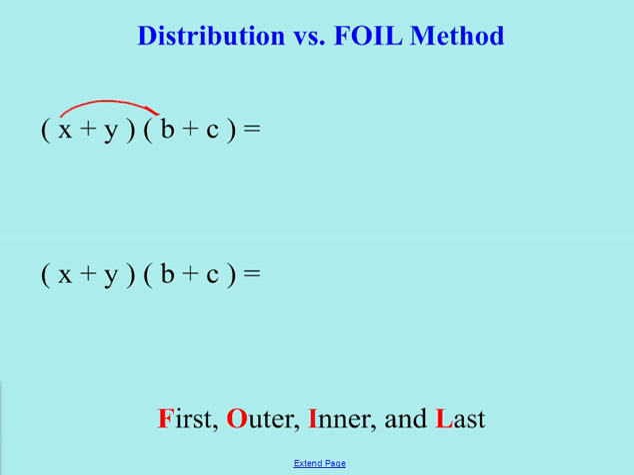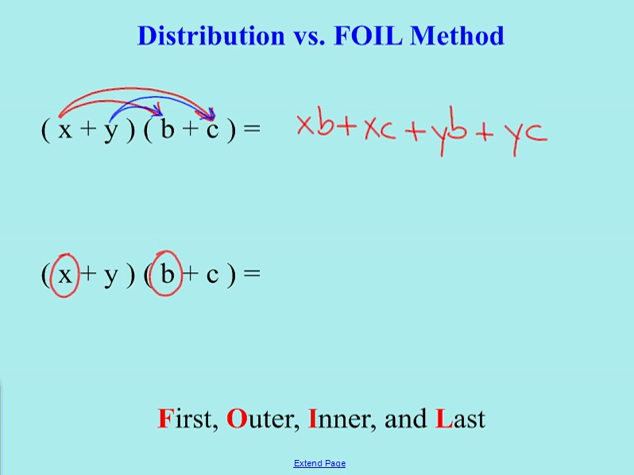We're going to distribute the x, and then we're going to distribute the y, and we're going to end up with xb plus xc plus yb plus yc. Now, in our second example, you can see it's the same thing. We're going to use the FOIL method. So first, F stands for first, meaning we are going to multiply the first term in each binomial. So the first term in our first binomial is x, and the first term in the second binomial is b. When we multiply those together, we get xb.